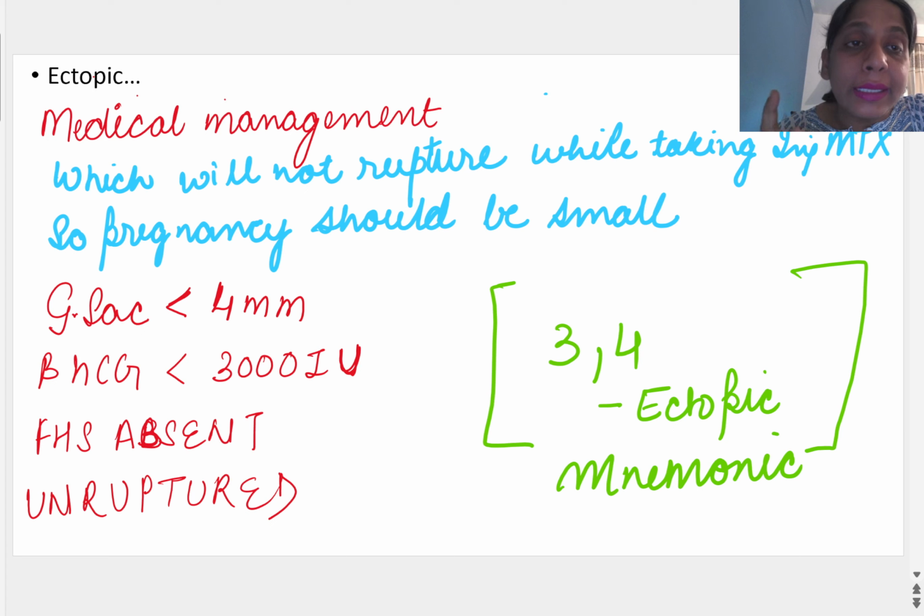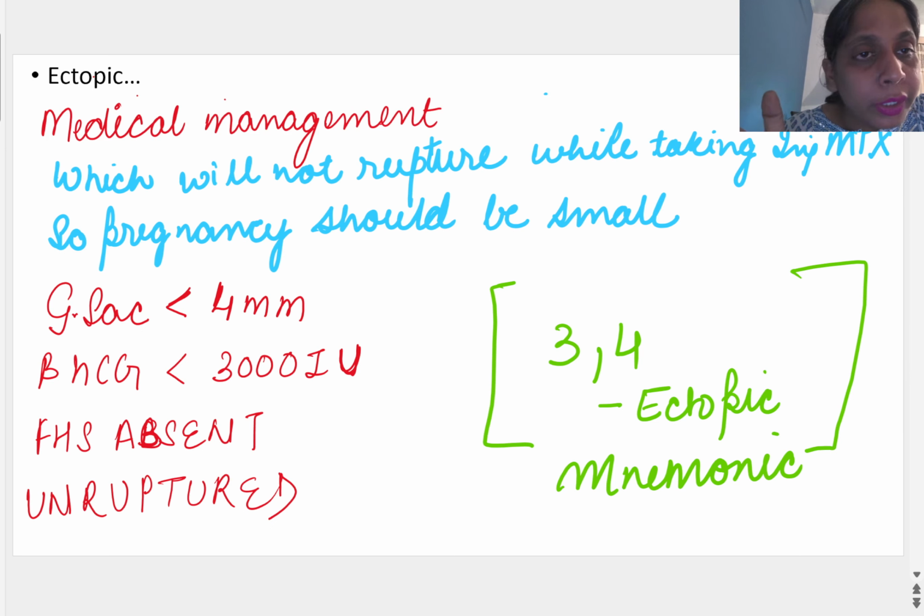Beta hCG less than 3000. If you forget this, just remember 3 4 3 4. Beta hCG 3000, gestational sac 4 mm. If the values are less than this, we will give medical management. If these values are more than this, we will do surgical management.